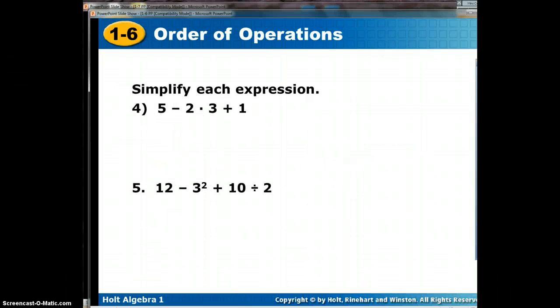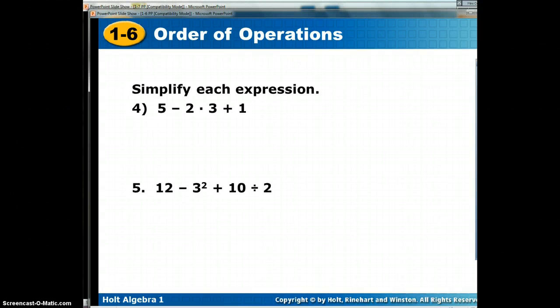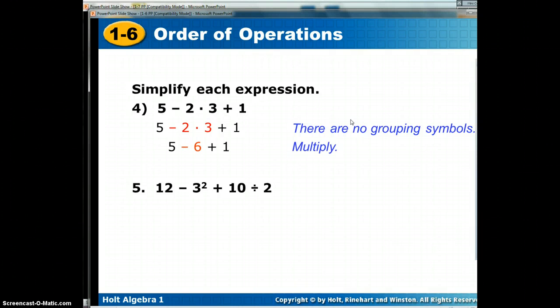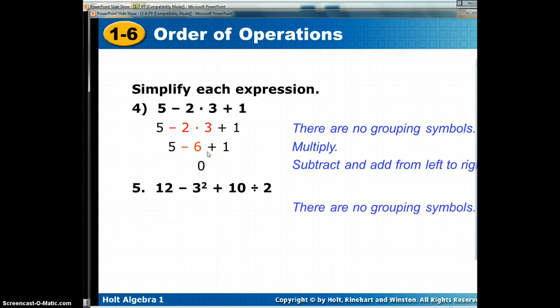Next problem. In number 4, go ahead and do it yourself real quick. See if you come up with the same answer. What I have to do first is 2 times 3. So 2 times 3 is a 6. Finally, then I have to go in order from left to right. 5 minus 6, which is -1 plus 1, gives me a 0.